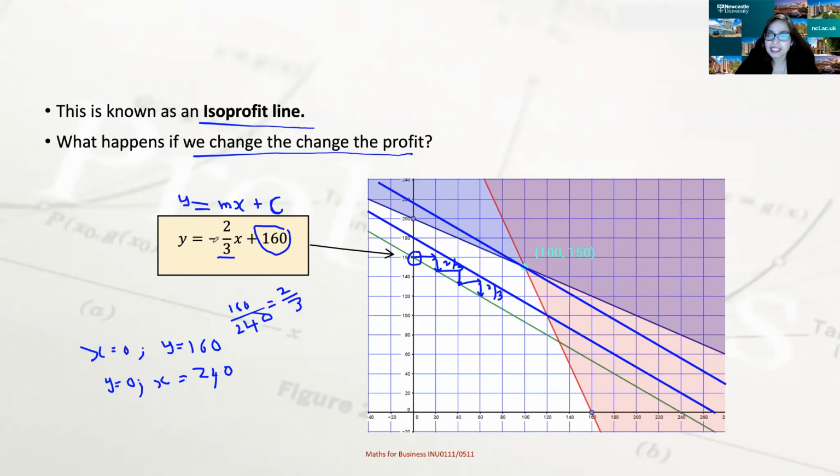We're not changing the gradient. So this line is called the isoprofit line, and you can use this to find the maximum value. This is the isoprofit line approach. That's another method to find it.